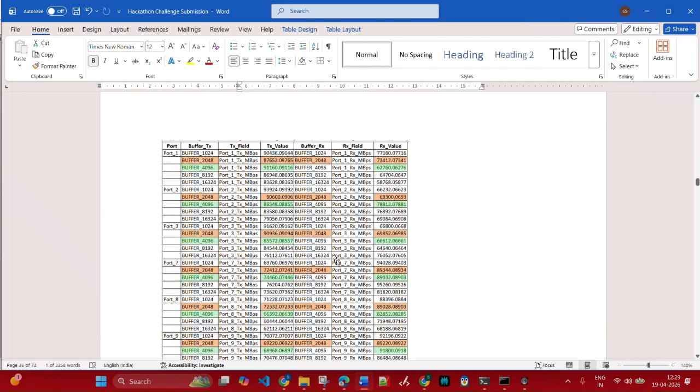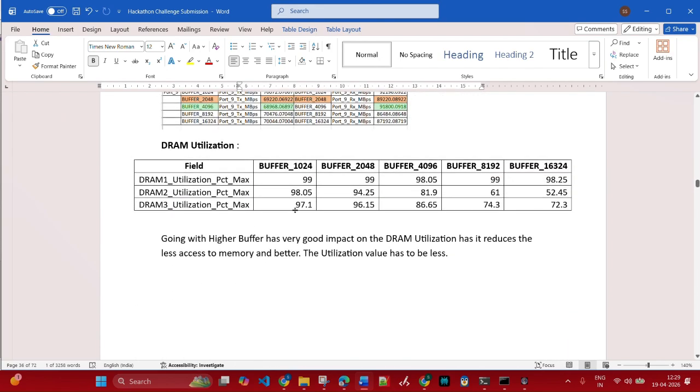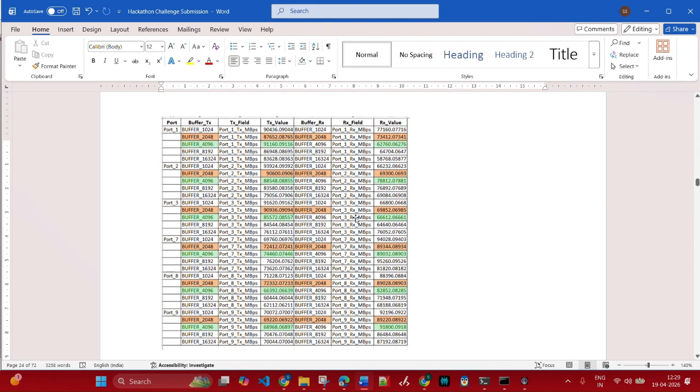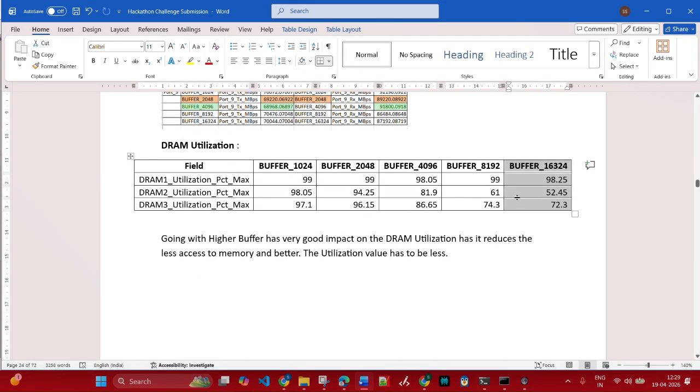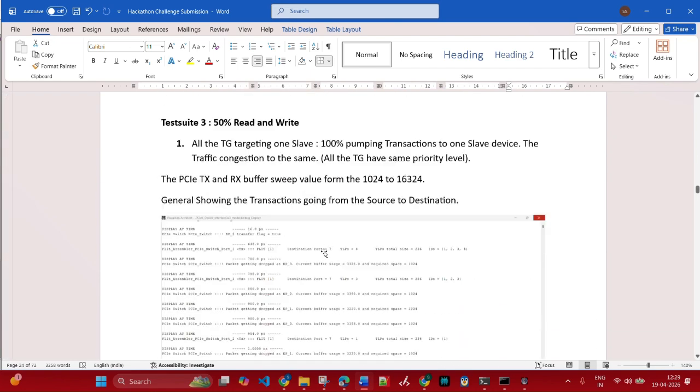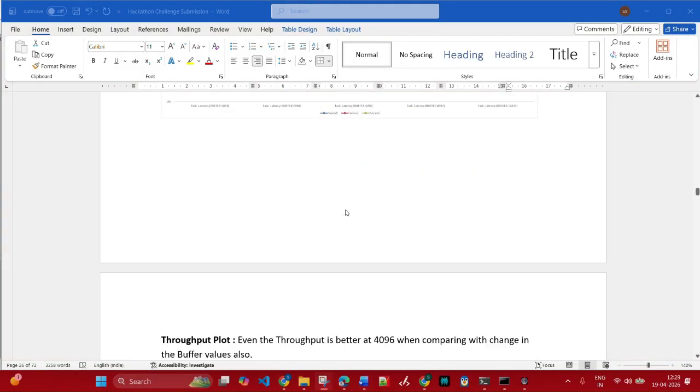One more plot that I have: the DRAM utilization. In general, the DRAM utilization should be less. As you see, for buffer 4096, I'm observing DRAM utilization of 81. If you go higher, at 8192, it's less, like 61, 74. Even the best I'm observing is at 16K, but it will be a very huge buffer size, so not going there. Since it is only 100% write, we are observing better utilization here. That's all.